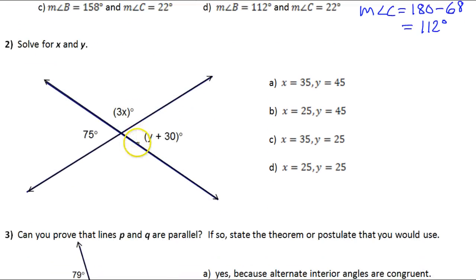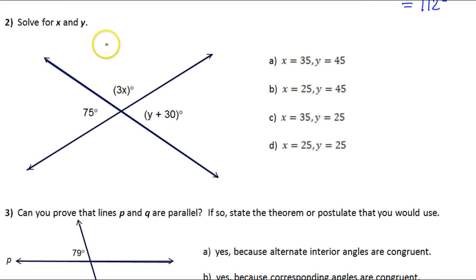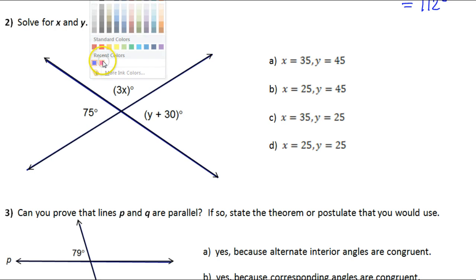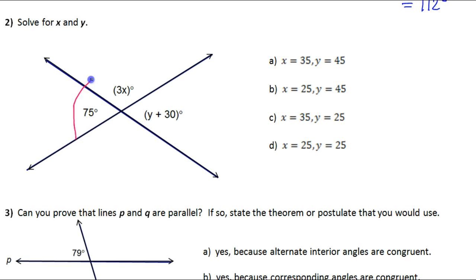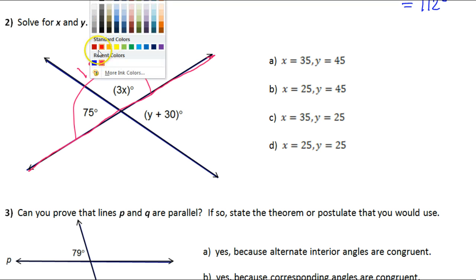Okay, problem number two. We're supposed to solve for X and Y. If you look at these two angles right here, these two angles form a linear pair. See how they form a straight line right next to each other? You can almost see the semicircle here. Together, these have to add up to 180. They are supplementary.